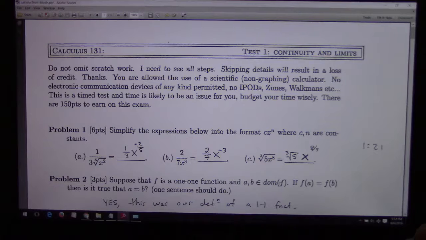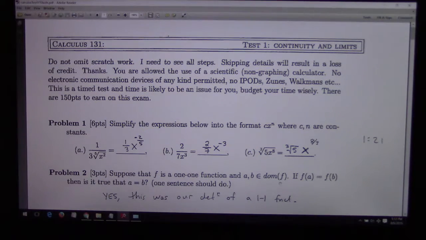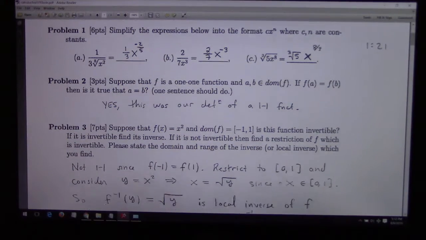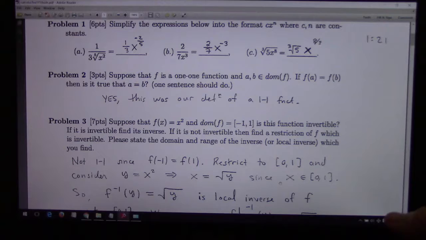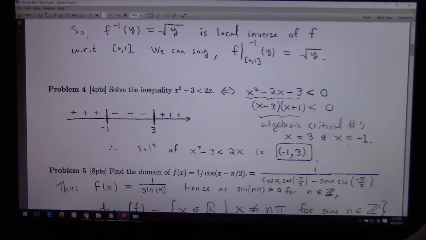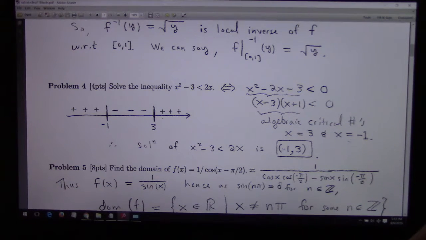this is the part of Calculus 1 I haven't talked much about in these review videos just yet. So the problems 1, 2. Problem 1 was just basically, can you do algebra? Problem 2, what's the definition of a one-to-one function? Problem 3 about finding a local inverse. Problem 4, solve a nonlinear inequality.